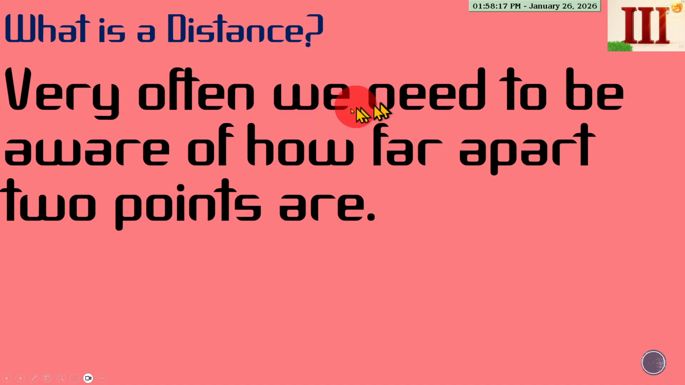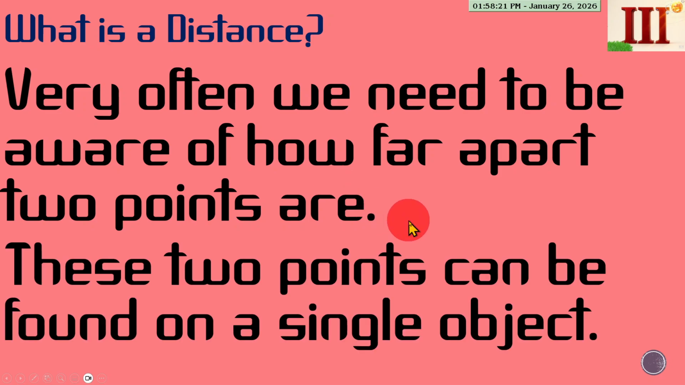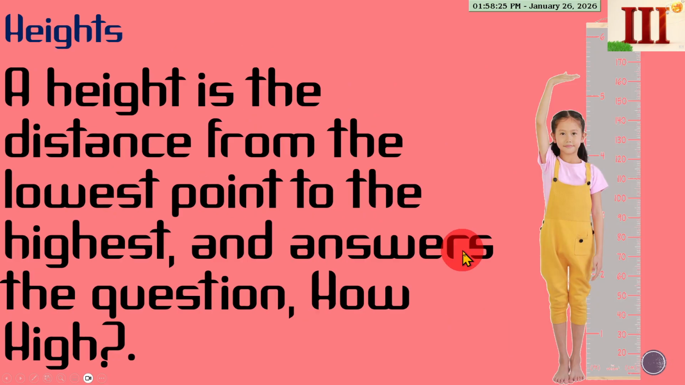Very often we need to be aware of how far apart points are. These 2 points can be found on a single object. So that means if you're trying to measure height, a height is a distance from the lowest point to the highest point, and this answers the question, how high? This young girl is next to a chart. We're not going to measure to her hands. We're going to measure to the top of her head.